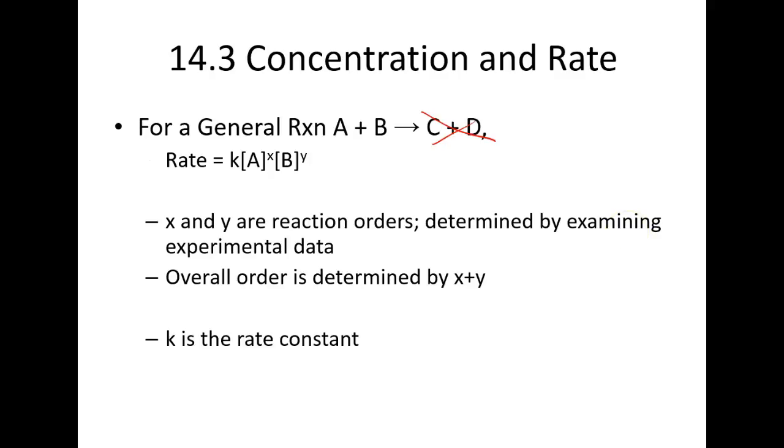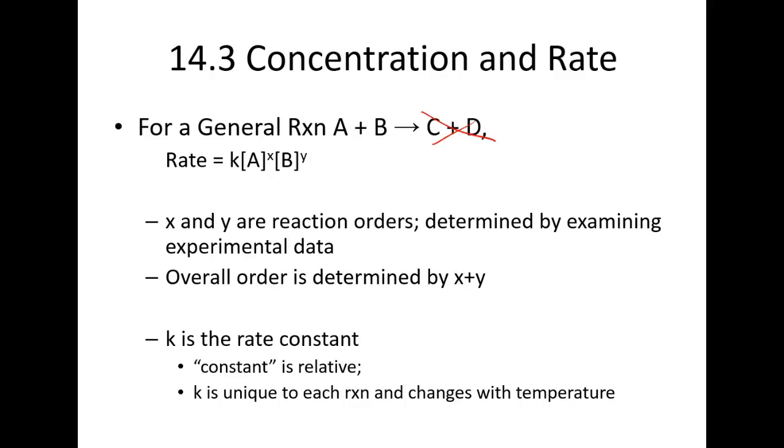k, lowercase k, is the rate constant. When we say constant, we mean that in a relative sense. It's unlike the speed of light, which is a universal constant, and everybody would state that as 3 times 10 to the 8th meters per second. Instead, this rate constant is unique to each reaction and set of temperature conditions. If you're talking about a different reaction, you're talking about a different value of k. If your temperature changes, you'll also have a different value of k.